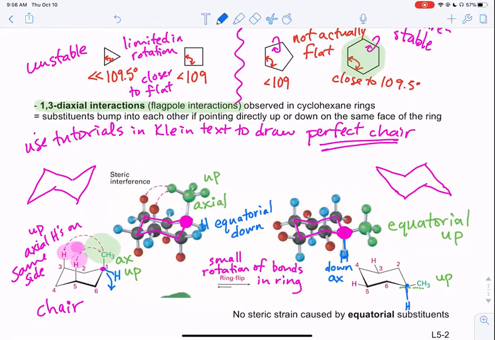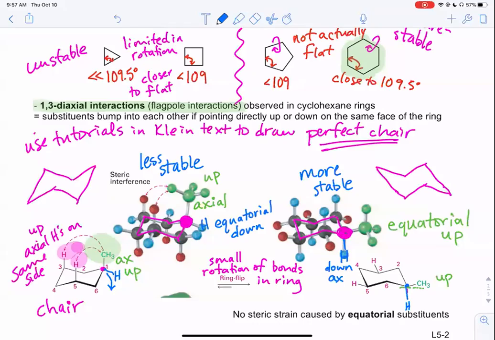So if you have axial substituents, this is going to be your least stable conformation, back to conformational analysis. And when you have axial substituents, this is going to be less stable. So we'll see some examples of that. You may want to pause this video and just see what you want to take away from this.